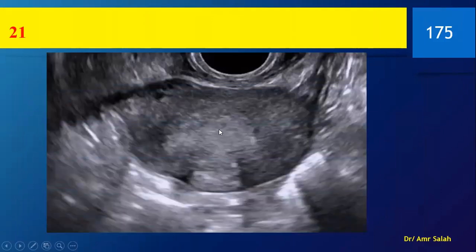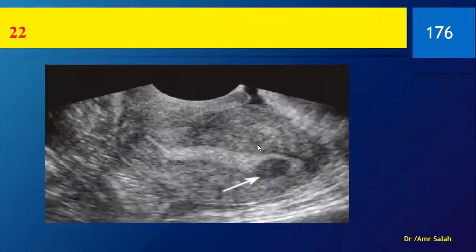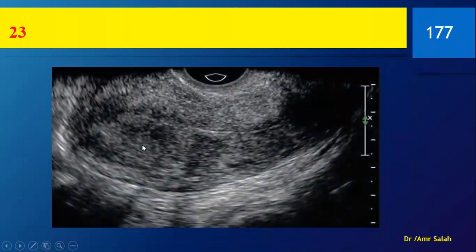Okay. What about this? Is this a lesion? No, this is merely posterior enhancement. Okay, bravo. What about this hypoechoic lesion? This is a fibroid. Bravo. In contrast with the polyp seen before, the polyp looks hyperechoic. This is hypoechoic. Bravo. Okay.